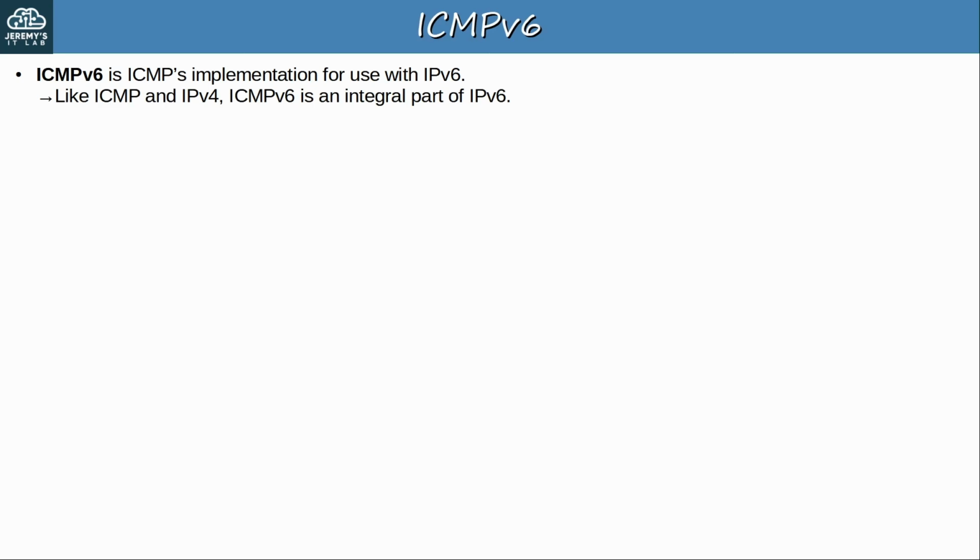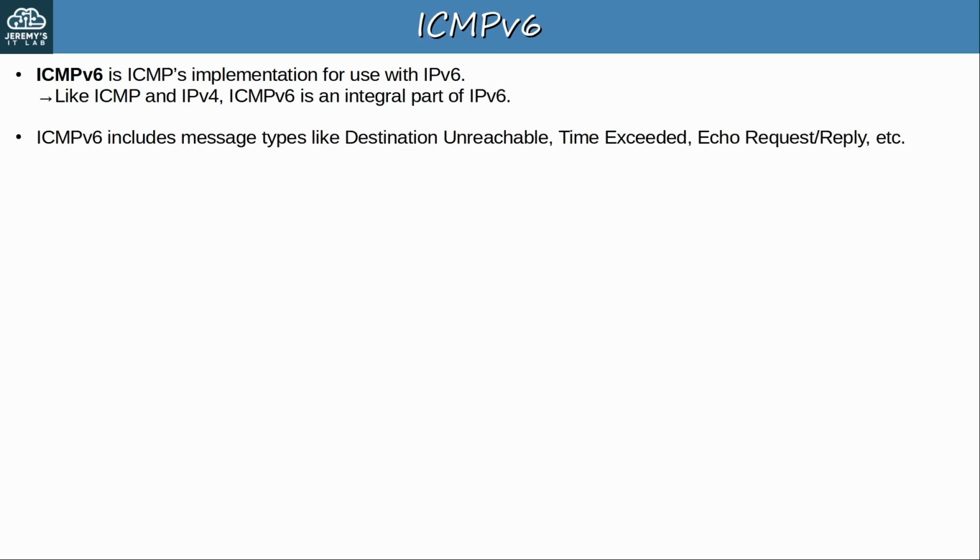Finally, let's talk a little bit about ICMP v6. ICMP v6 is ICMP's implementation for IPv6. Note that sometimes ICMP for IPv4 is called ICMP v4 to help differentiate between them. Like ICMP and IPv4, ICMP v6 is an integral part of IPv6. You can't have IPv6 without ICMP v6. ICMP v6 includes message types like Destination Unreachable, Time Exceeded, Echo Request and Reply, etc. It's very similar to ICMP for IPv4, although there are some different messages.